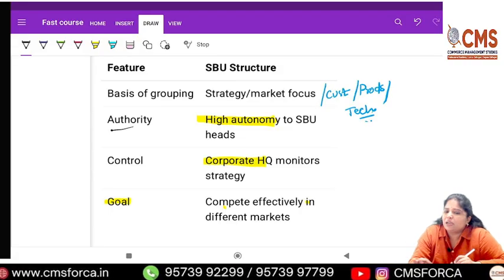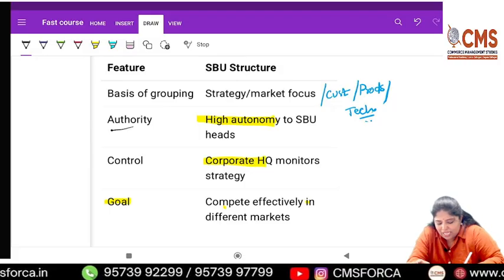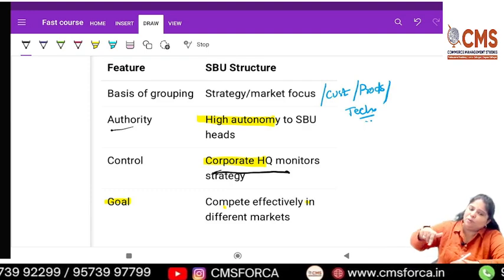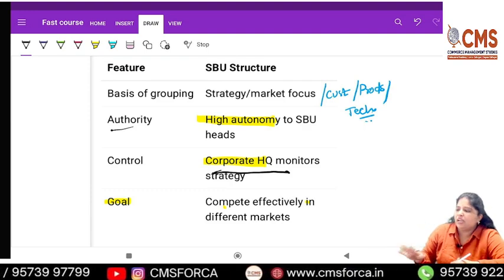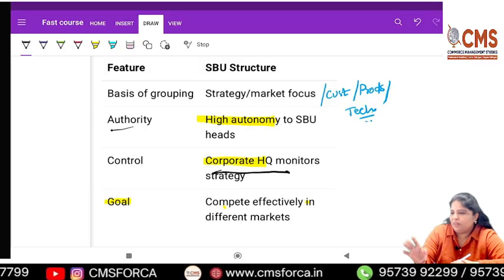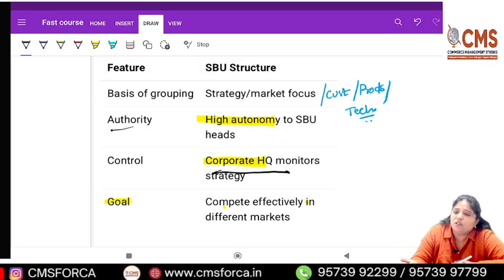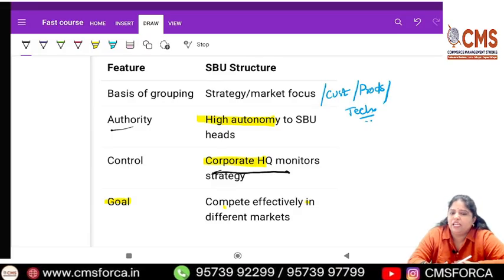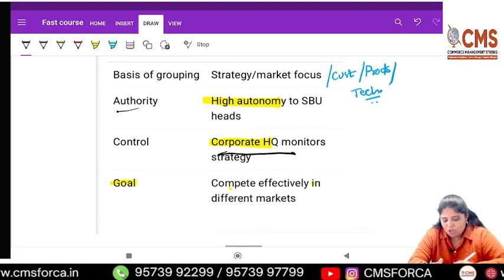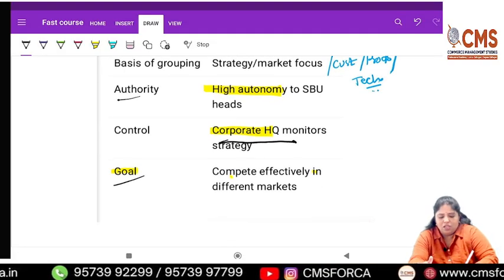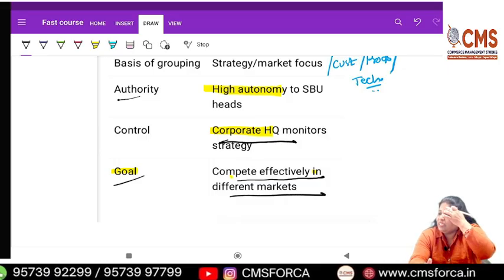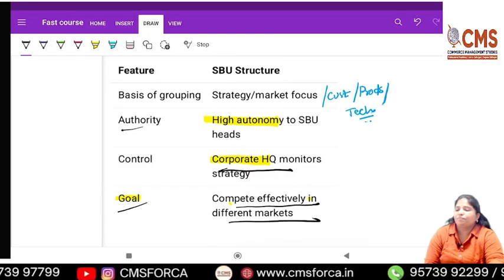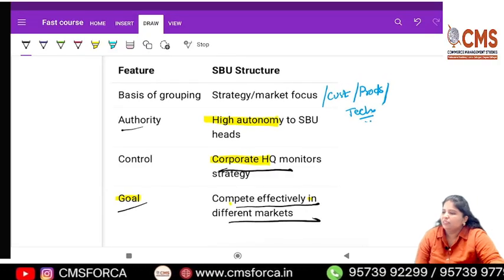But entire, complete central control lies with corporate headquarters, because all SBUs' performance will be overseen and evaluated by corporate headquarters. That is the drawback we observe. Some SBUs may not align with corporate headquarters' objectives. What is the goal? Compete effectively in different markets. Are we good till here?